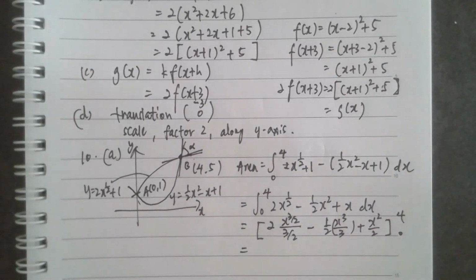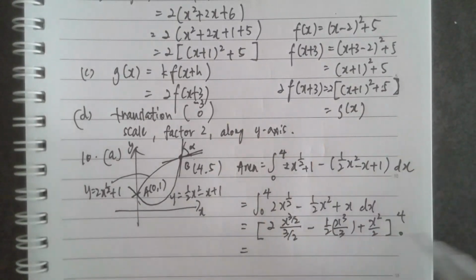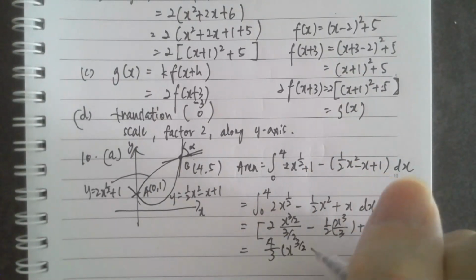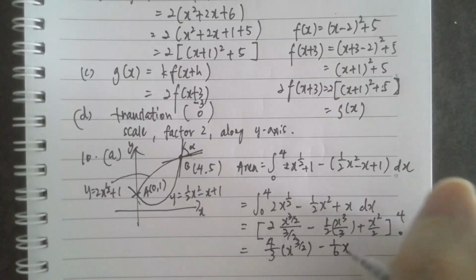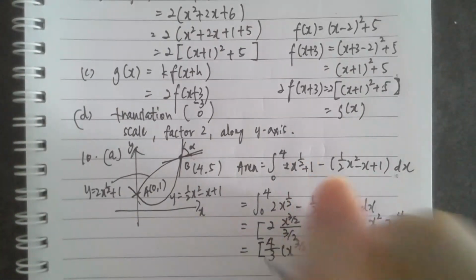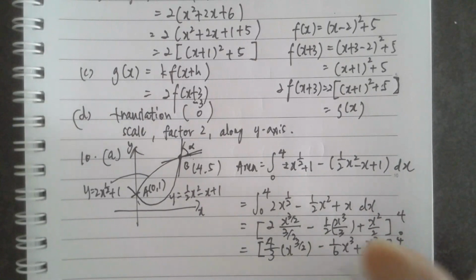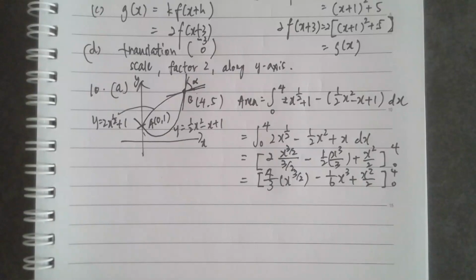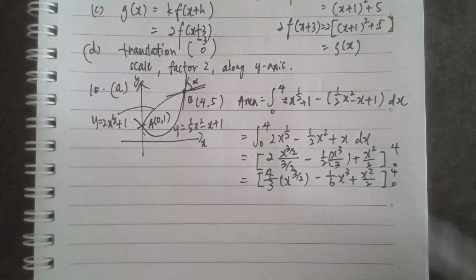Alright, at this stage you can use a calculator, and solving this, I suppose you get 8. Alright, well, you can solve this manually. So that's 4 over 3, x to the power 3 over 2, minus 1 over 6, x to the power 3, and x squared over 2, from 4 to 0. So 0 can be omitted because we have x terms in the entire expression here, so it will be subtract 0. So what we need to do is include 4.